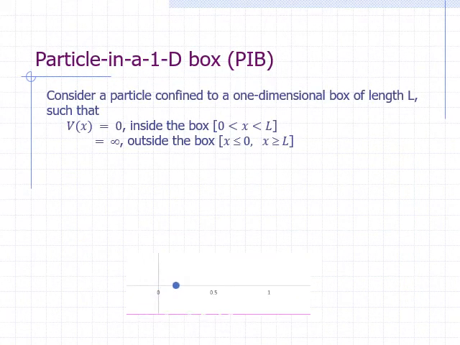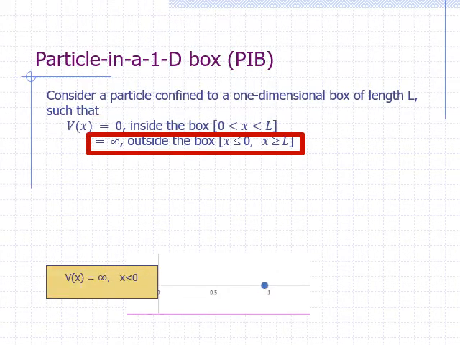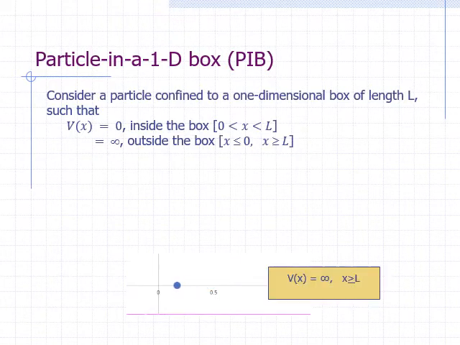The particle in a one-dimensional box, often referred to as the PIB, is one that is typically defined as follows. The box is defined as corresponding to locations between x equals 0 and x equals L. In other words, the length of the box is L. The potential energy V of the particle inside the box is a constant and, for convenience, taken as 0. Outside the box, at locations where x is less than or equal to 0, or at locations where x is greater than or equal to L, the potential energy is taken as infinite.